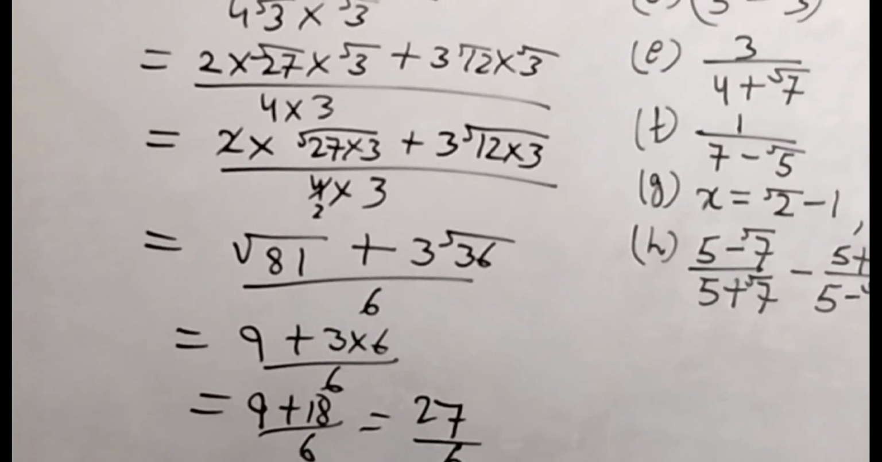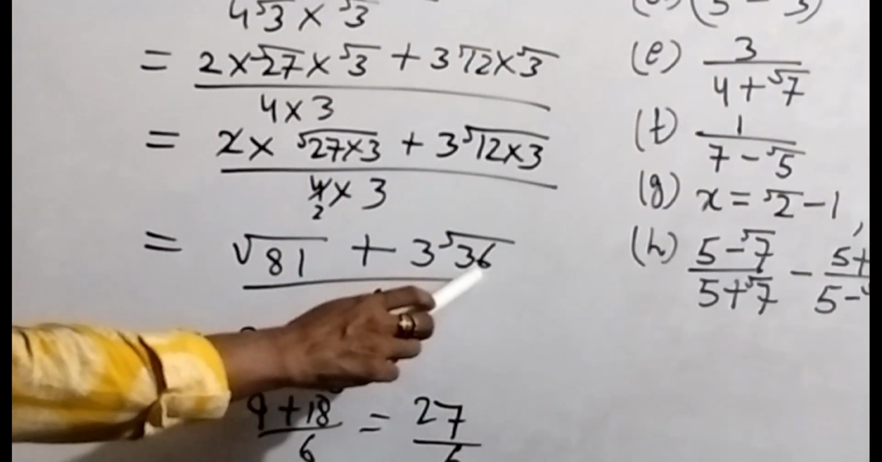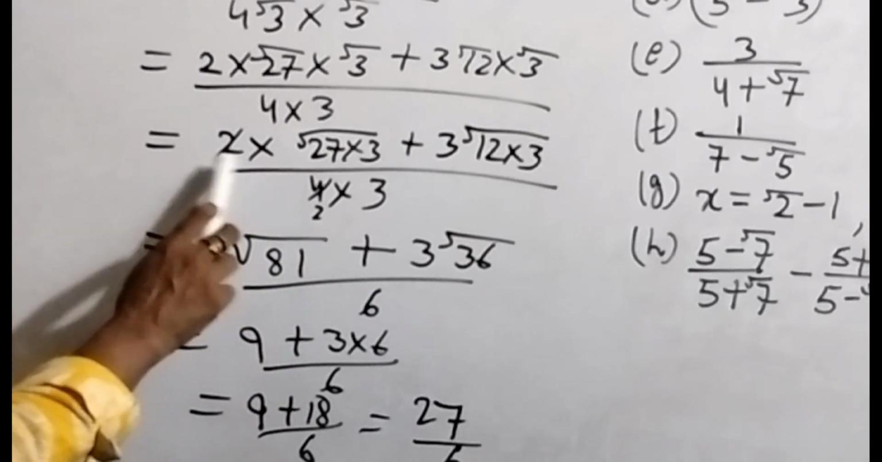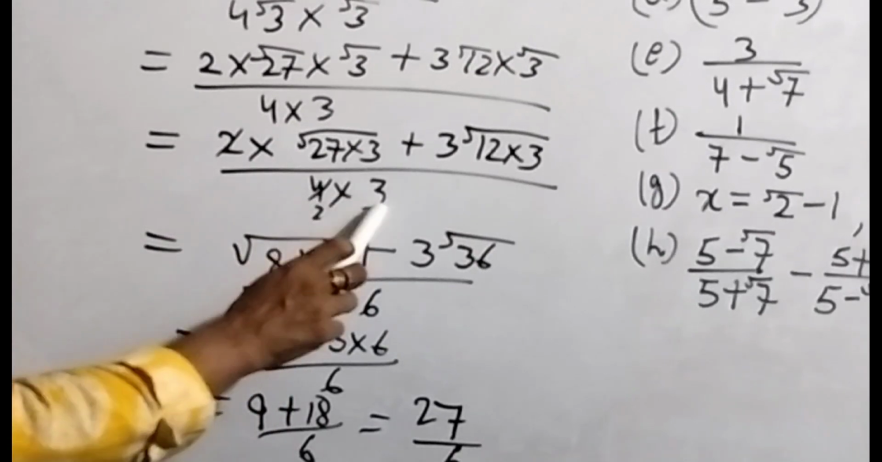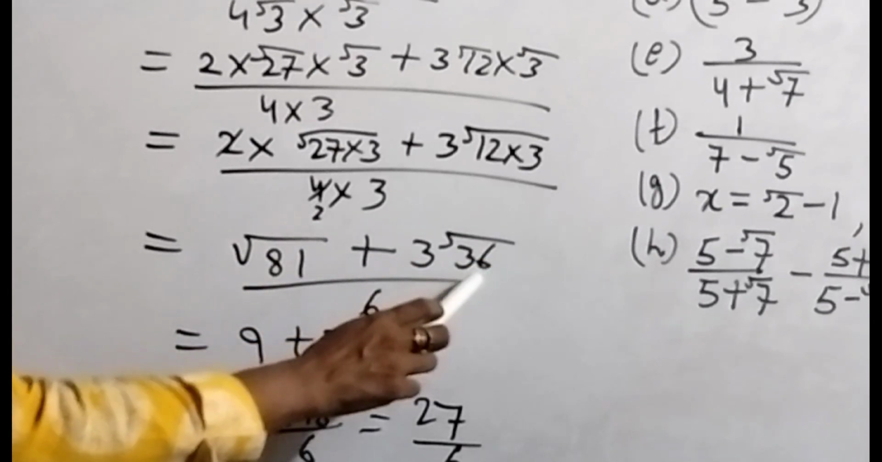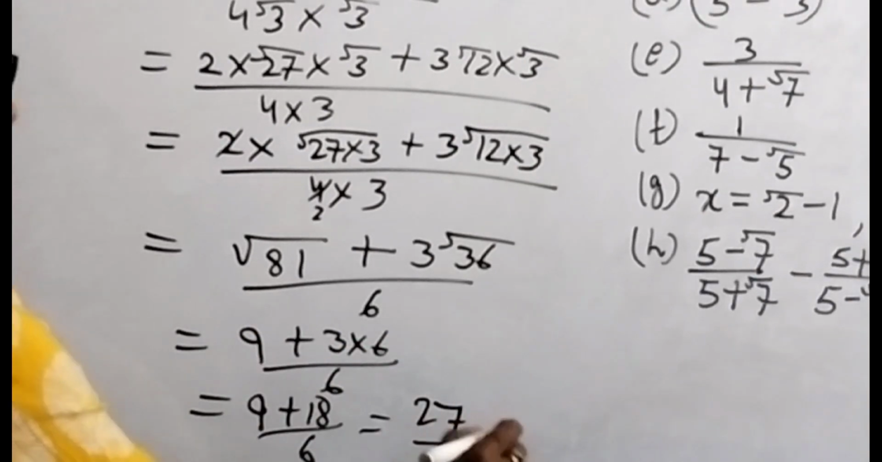So this is your 12 into 3 means how much? 36. This is 12 into 3 means root 36. This is 27 into 3 means root 81. Now 4 into 3 is 12. So this is your 2 into 9 plus 3 into 6. Now root 81 is your 9 and root of 36 is 6. 2 into 9 is 18, 3 into 6 is 18. So 9 plus 18 is your 27 by 6. Now this is your 3. 9 is your 27, 3 twos are 6. So this is your 9 by 2.